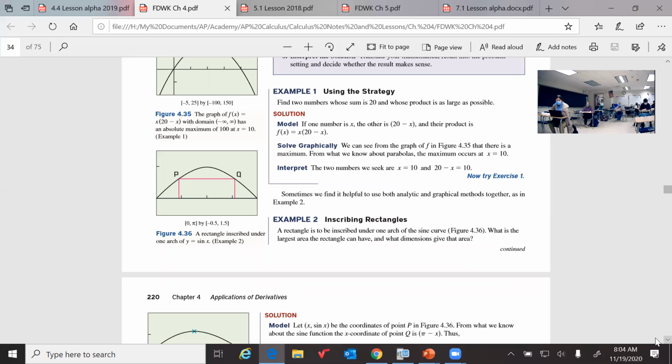Meaning P and Q could be here. There's a rectangle. That's not the answer in the picture in the book. That's a rectangle. P and Q could be here. It could be that rectangle. But what you're trying to do is say, this rectangle is inscribed in the sine wave, and it's maximizing the area.